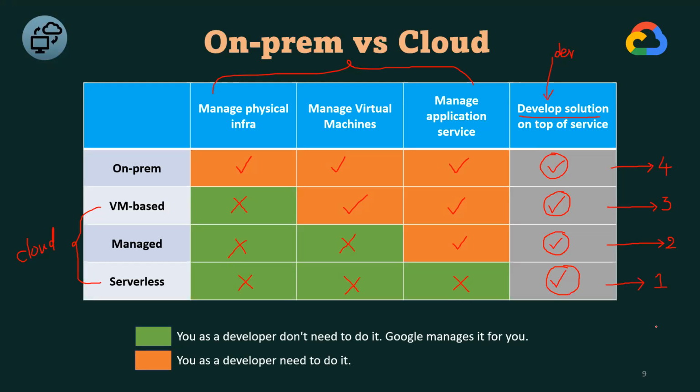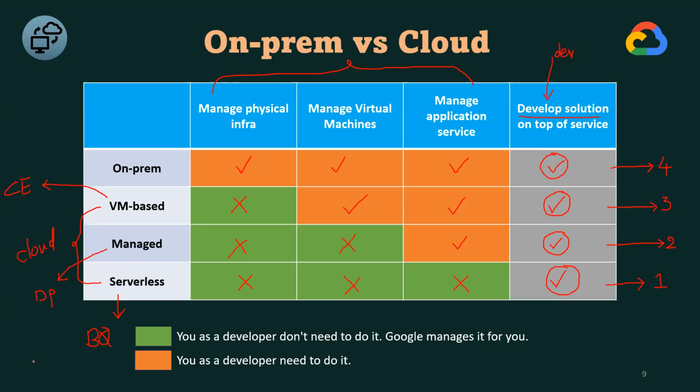One of the best examples for serverless is BigQuery. One example for managed services is Dataproc. One example for VM based services is virtual machines, nothing but Compute Engine. Okay, so this is how it works, guys.